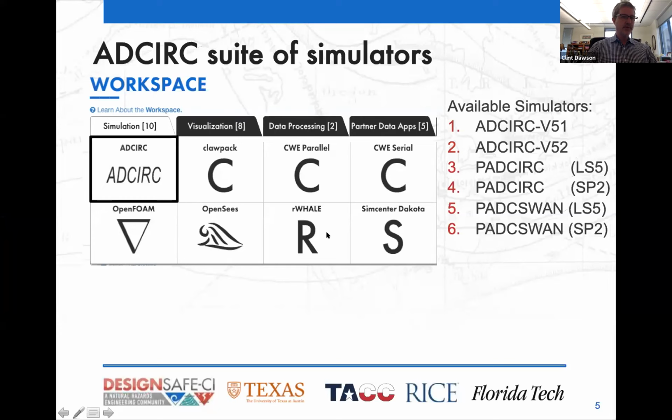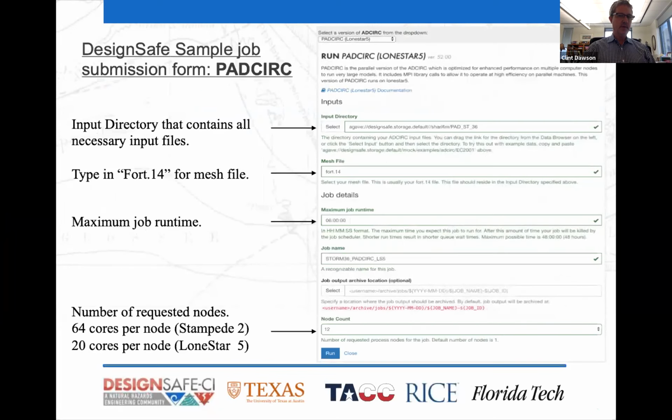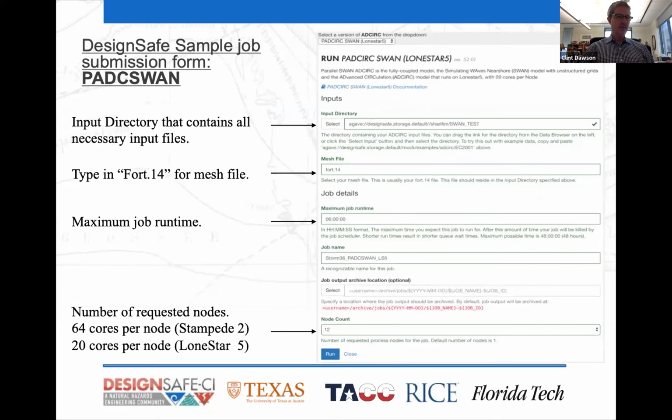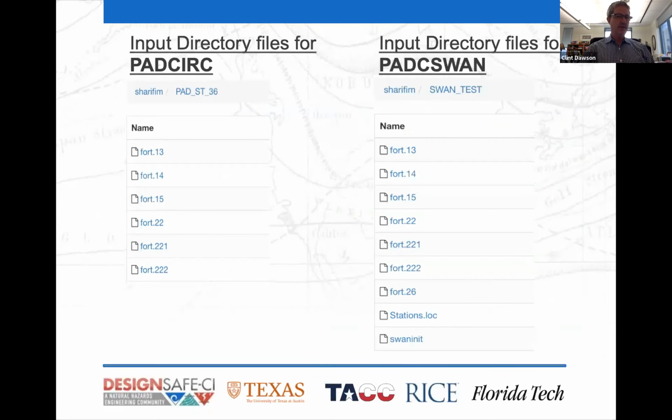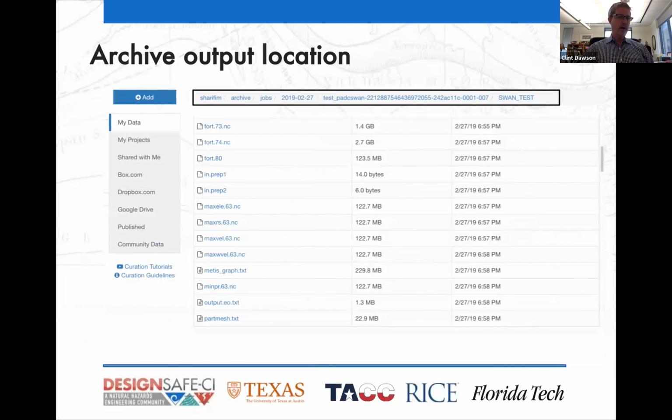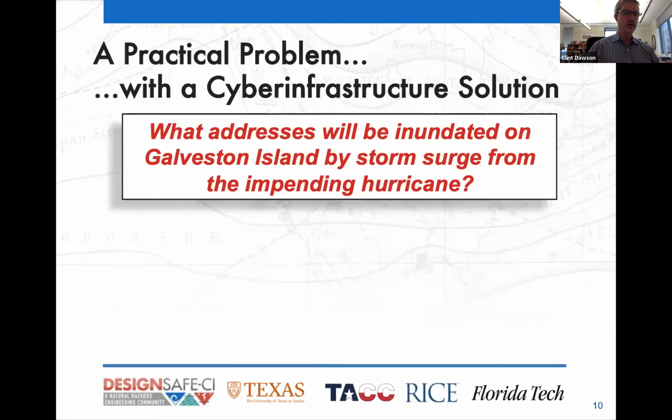All right. So I just went through several of these slides. These are just screenshots, as I said. This is the workspace page. This is how to submit a job, how to submit a SWAN job, what your input directories should look like, where your output is, what your output files should look like, where they're located. Now I'm going to turn it over to Mahyar, who's going to talk about, once we have these output files, what we can do with them within DesignSafe. So let me stop sharing and turn it over to Mahyar.